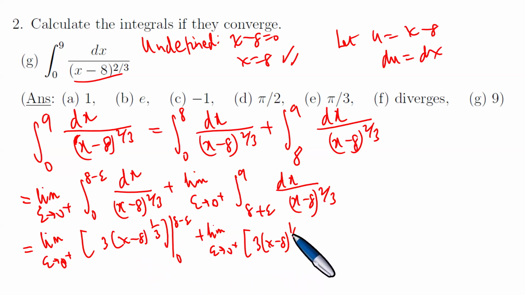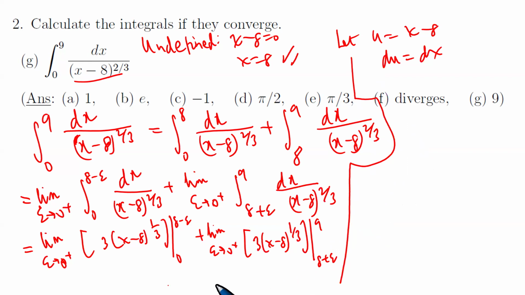X minus that to 1/3. 8 but plus epsilon in that. Okay, now if this is 8 minus epsilon, you substitute.